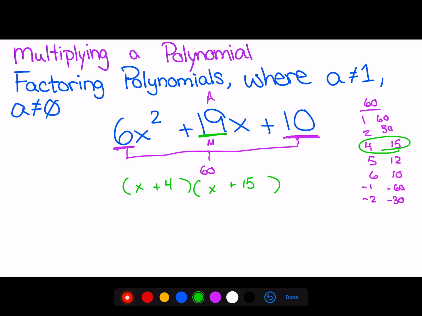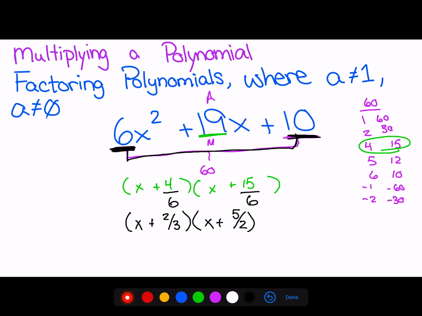Now, we're not quite done here. Usually we would be, but in this case, when we multiplied to start off with, we multiplied by 6. We didn't multiply by 1. So this is where it changes. If I multiply by a number other than 1, I now need to undo that process. I multiplied to get started, now I need to divide to undo this. So I divide both bubbles by 6. Now we must reduce all the way here. So this will give me x plus 2/3 times x plus 5/2.